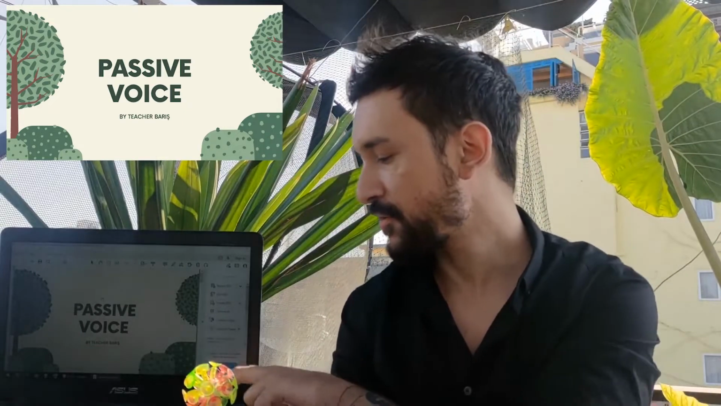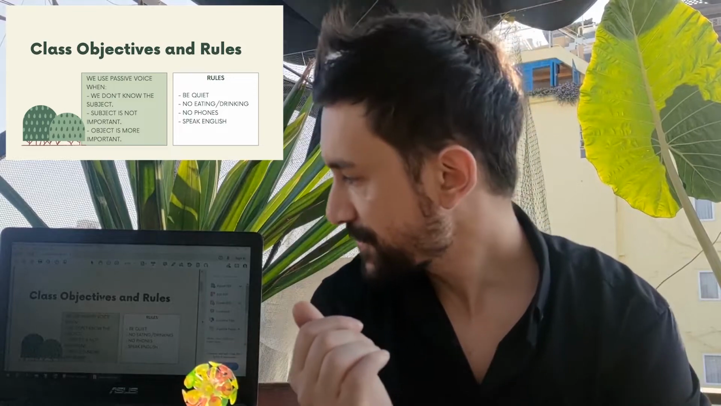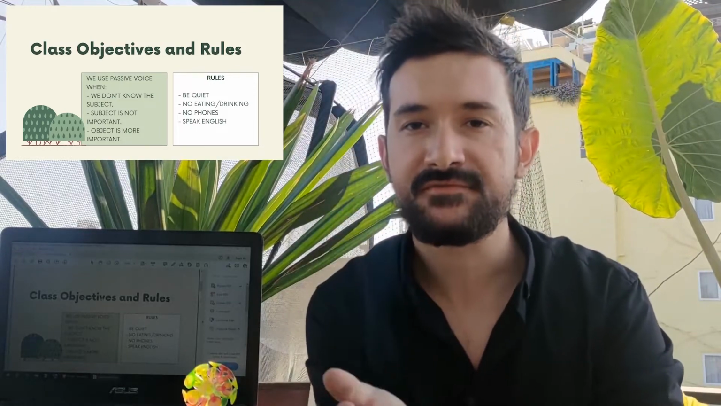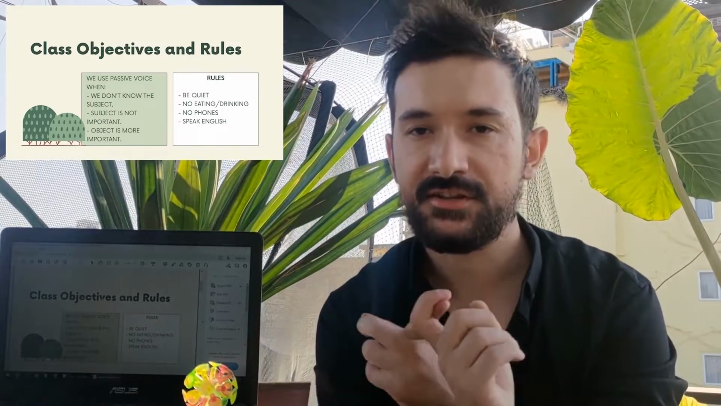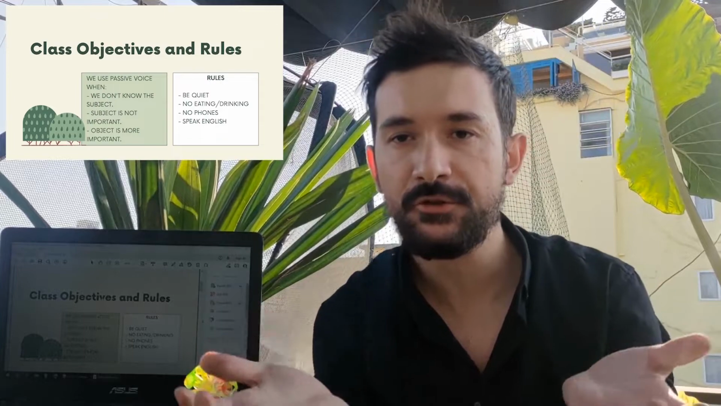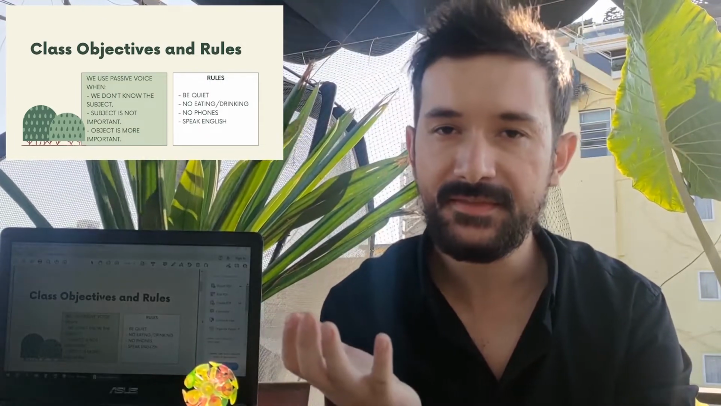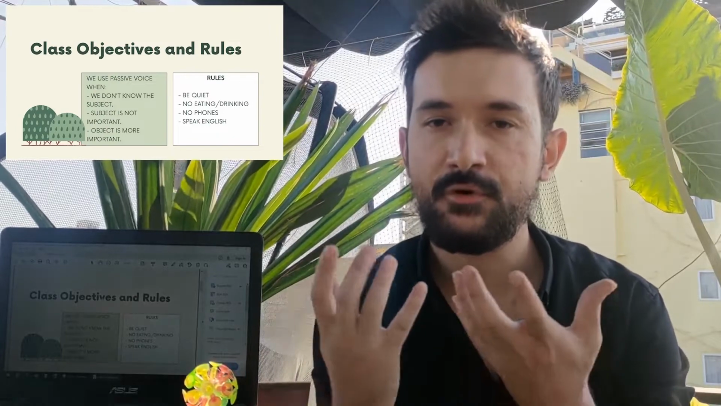Today we are gonna talk about passive voice of English grammar. Now, first of all, we use passive voice when we don't know the subject. For example, the door is closed. Who closed the door? We don't know. Or the subject is not important, or the object is more important.